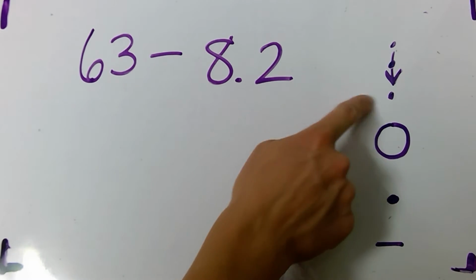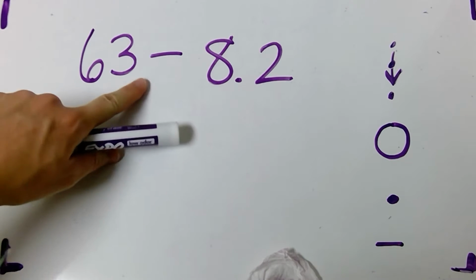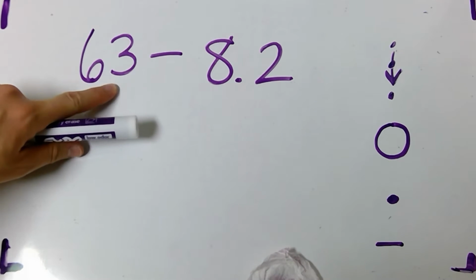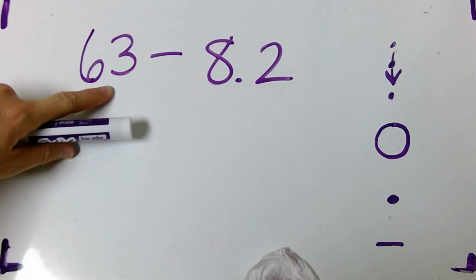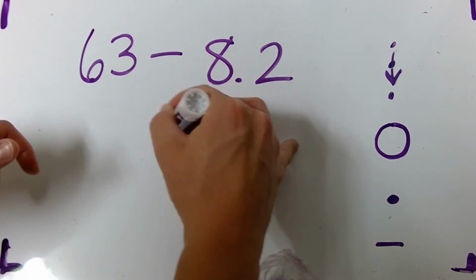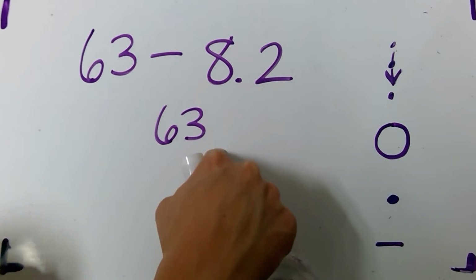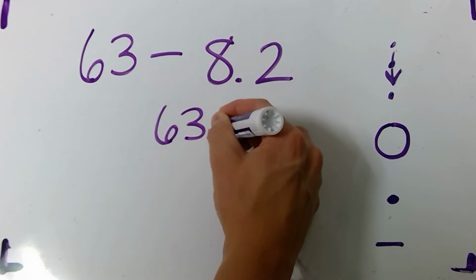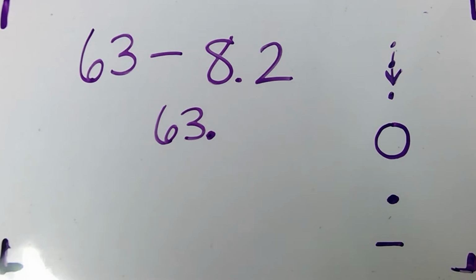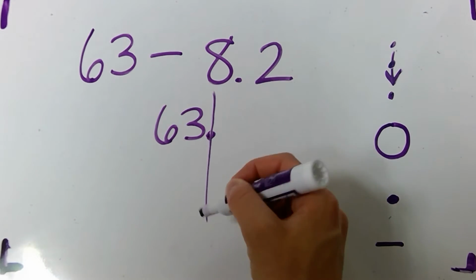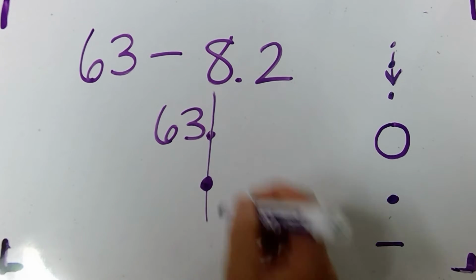Well, I know my first step is to line it up by the decimal. And I know that the first number always goes on top. But where's the decimal in 63? Well, remember, if it's a whole number, the decimal is always at the end. So now I need to line it up by the decimal. Here's the decimal on 8 and 2/10.